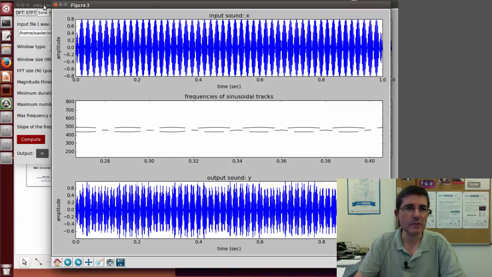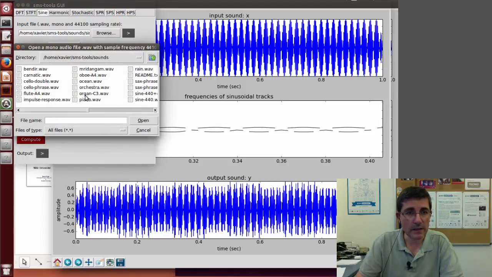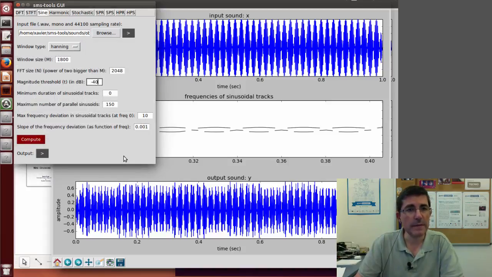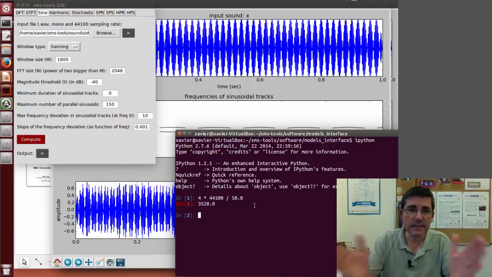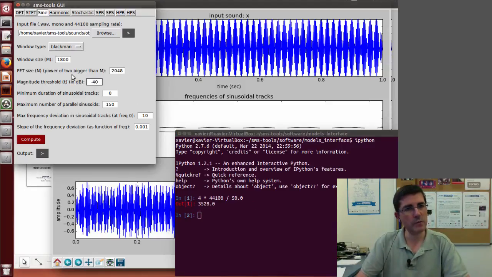But anyway, we'll have to pay attention to this and make sure that we understand how the parameters have to be set for analyzing specific types of sounds. And now let's go to a real sound. Let's use the oboe sound, which is the note A4 at 440 hertz. So let's calculate again the size of the window that we need to have. Maybe let's change the window, and let's put, for example, a Blackman window.